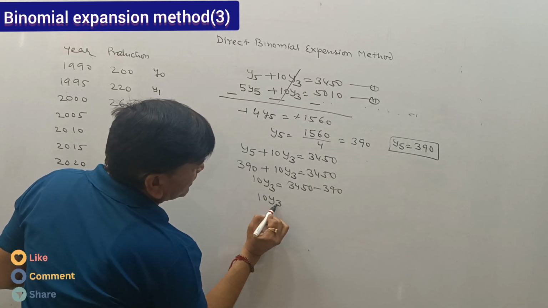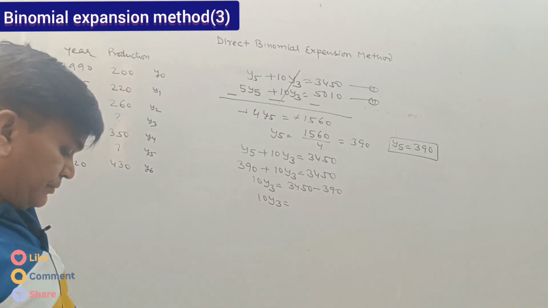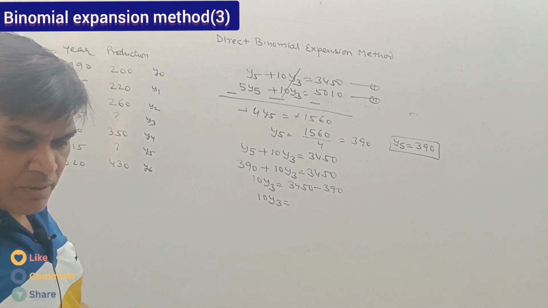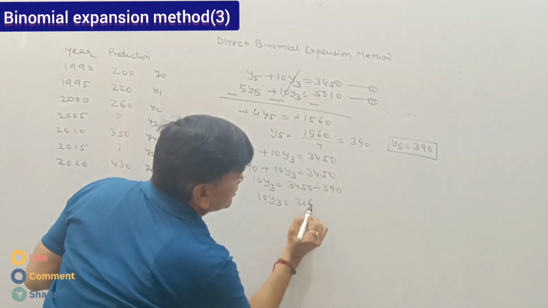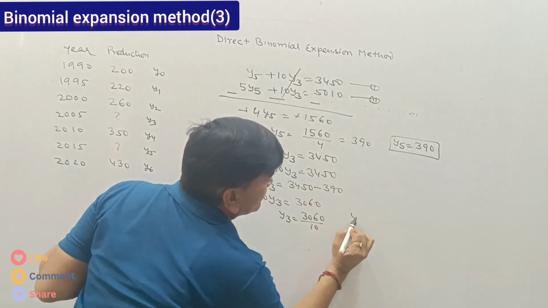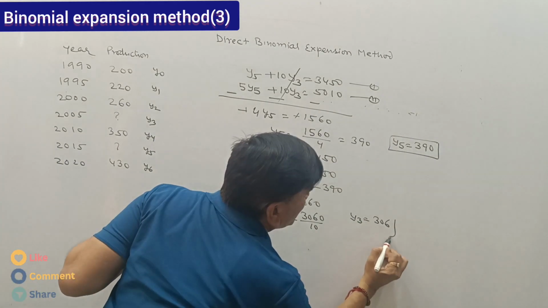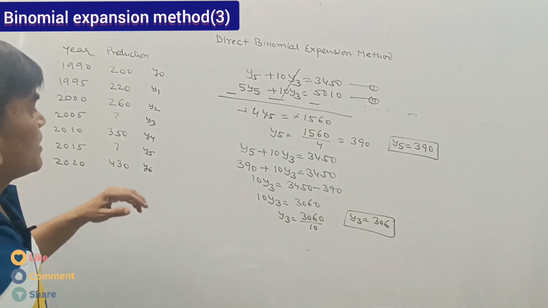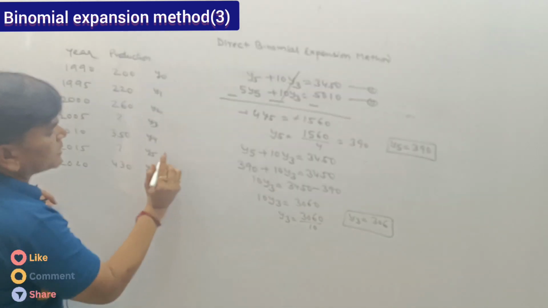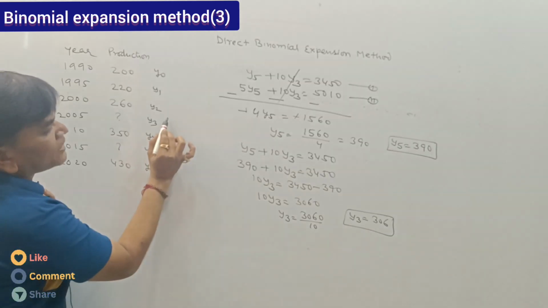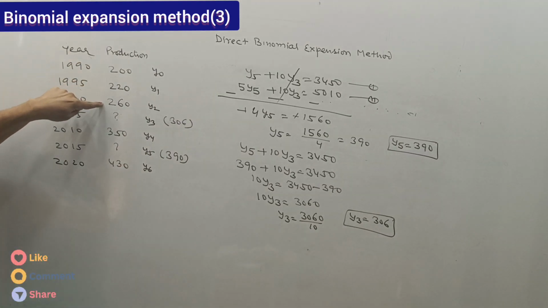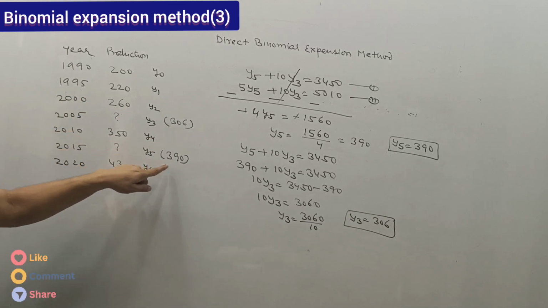So the 10y3 value is 3450 minus 390, so 3060. So the value of y3 is equal to 3060 divided by 10. So the y3 value will be 306. We have calculated both missing frequencies. The first one is 390 and this value is 306. If you see, this is in ascending order: 200, 220, 260, 306, 350, 390, 430.